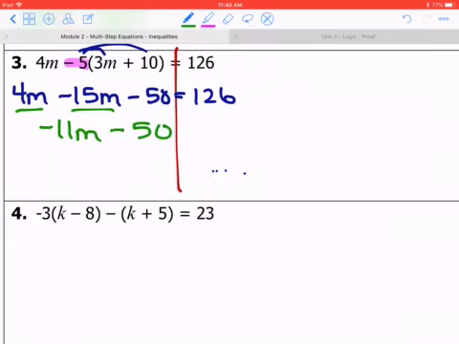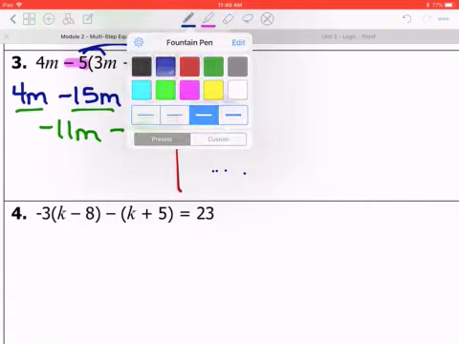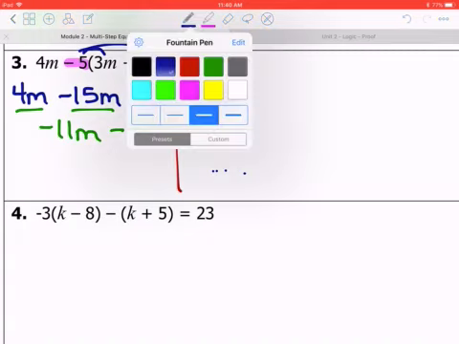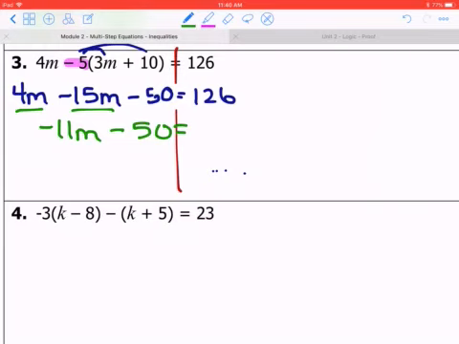Okay? This was a 50 right here. It doesn't look very good. Let me fix that for you. So that was 50. And then it was equal to 126. Okay? Everybody good right now?